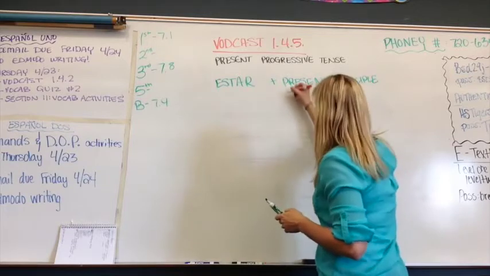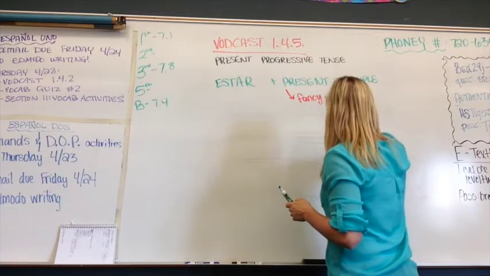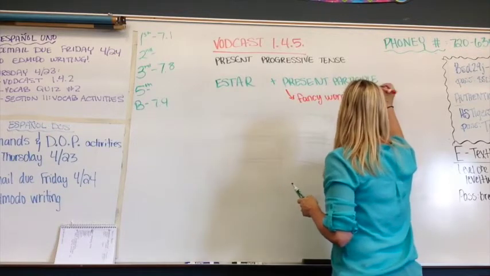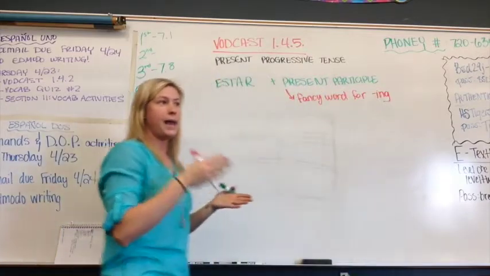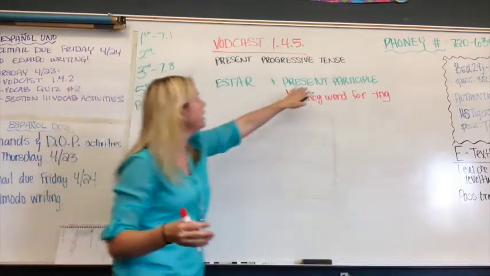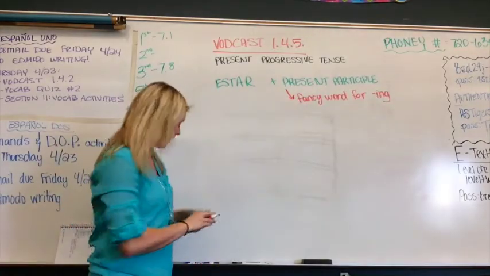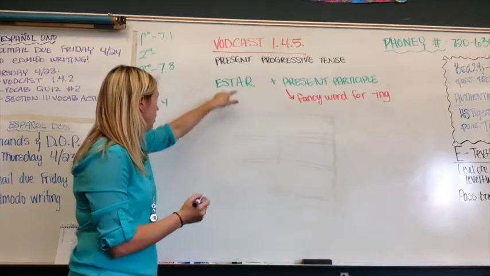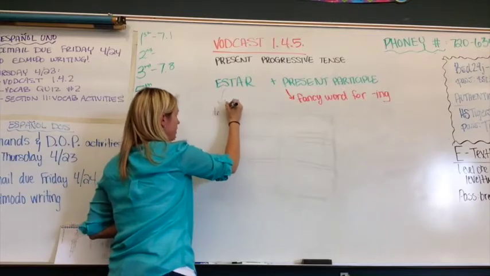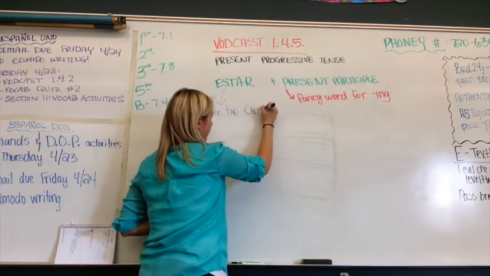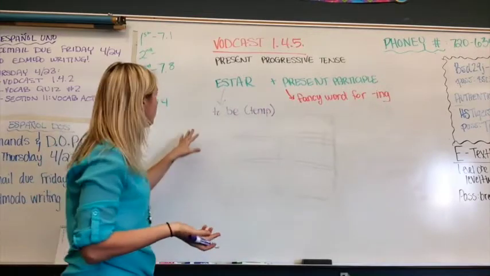The present participle is just a fancy word for the suffix ing. For example, I am eating. The ing, the eating, is the participle. So before we even work on forming that, we need to review how to conjugate estar. If you remember, estar means to be temporary, so like I'm sick or I'm hungry or I'm in class right now.